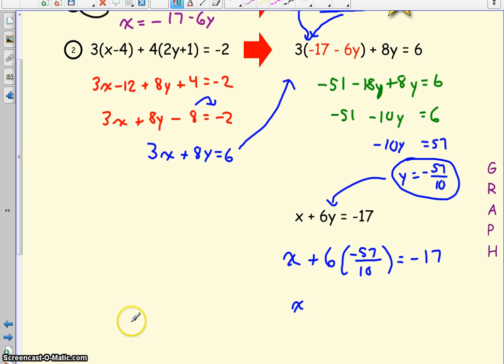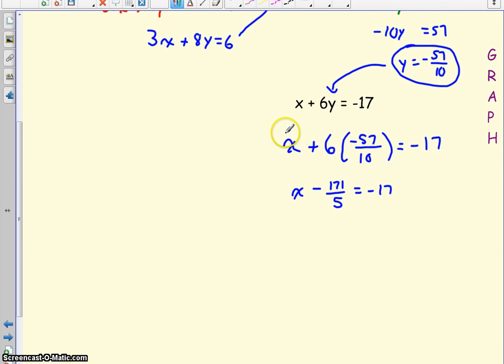So 6 times negative 57 over 10 gives you, if you run it through your calculator, minus 171 over 5. I'm just going to add that to both sides of the equation. So I'm going to have x equals negative 17 plus 171 over 5. I know it looks ugly with the fractions, but fractions aren't that bad to deal with, right? So we run this through our calculator and we get 86 over 5.